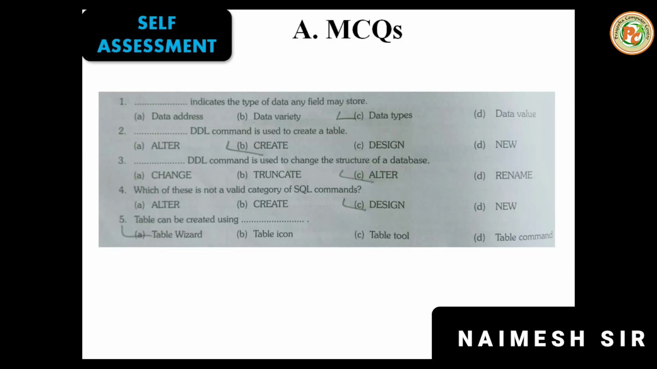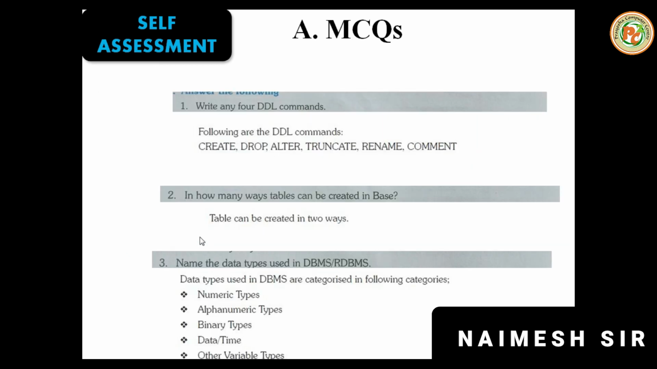Now the MCQs. Dash indicates the type of data any field may store, so that is called data types. Which DDL command is used to create a table? That is create. Which DDL command is used to change the structure of a table? That is alter. Which of these is not a valid category of SQL command? Design is not there. A table can be created using table wizard. Only one option is there, that's why.